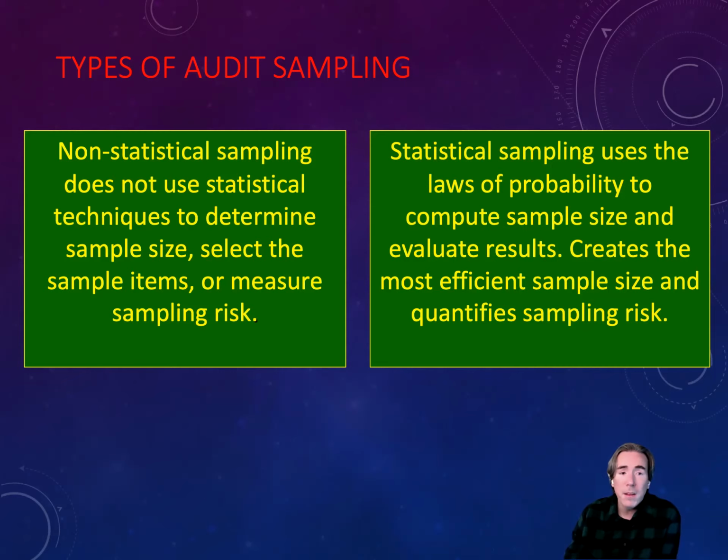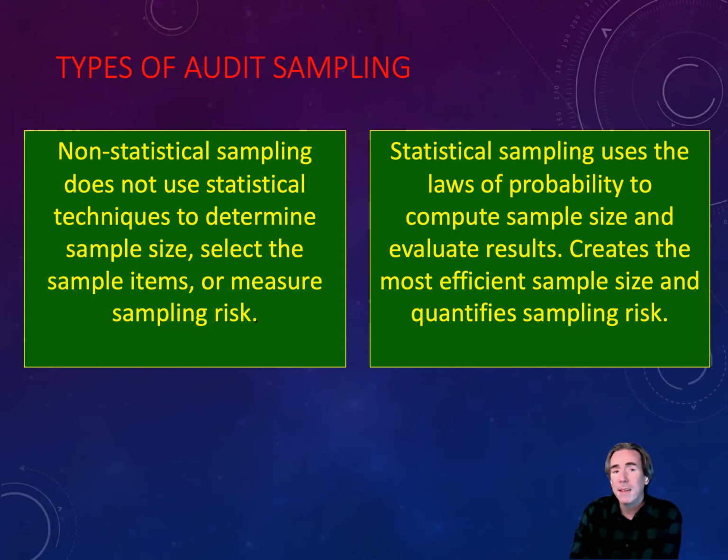Non-statistical, we rely on the auditor's judgment. The advantage of non-statistical is the auditor can use their judgment to identify higher risk items. So it could conceivably be higher efficiencies, possibly even more effective. The problem is you can't prove it. It's a matter of opinion. And so it's subject to greater scrutiny.